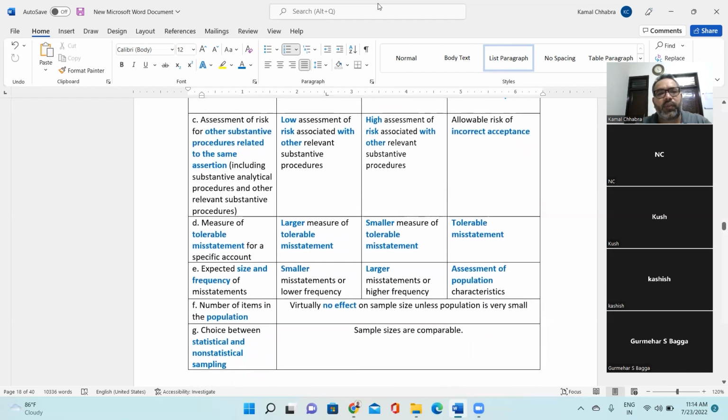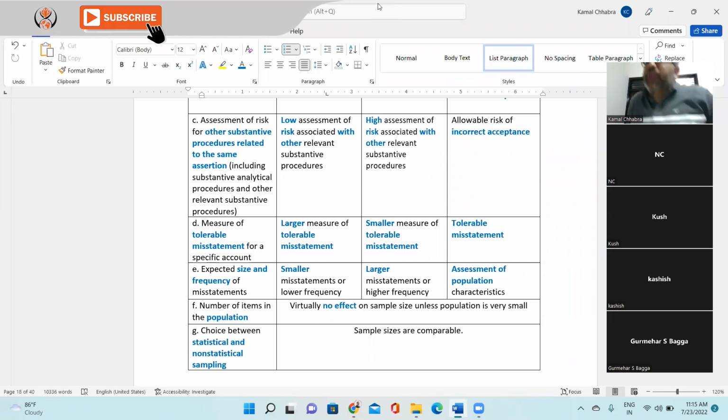Third one is assessment of the risk for other substantive procedures related to the same assertion. For example, we have discussed completeness, which is general ledger and subledger reconciliation. And then you have sent the confirmation as well, for the balance confirmation for, let's say, receivable, bank balance, or maybe confirmation from the lawyer for litigation claim and assessment. That also gives you comfort over the completeness assertion. But in addition to that, you have already performed the reconciliation procedure for the completeness.